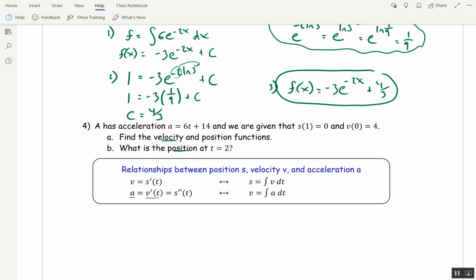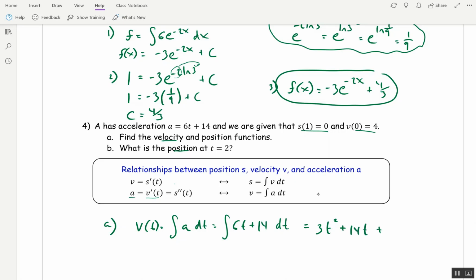Okay, so we're given that acceleration is 6t plus 14, and we're given some initial conditions. First, we want to find the velocity and the position functions. So v, the velocity, is going to be the integral of the acceleration, which is the integral of 6t plus 14, dt. My differential is dt. Okay, so now use the power rule. The integral of t is 1/2 t squared. 1/2 times 6 is 3. So 3t squared plus, this is a 14, so 14t plus c.